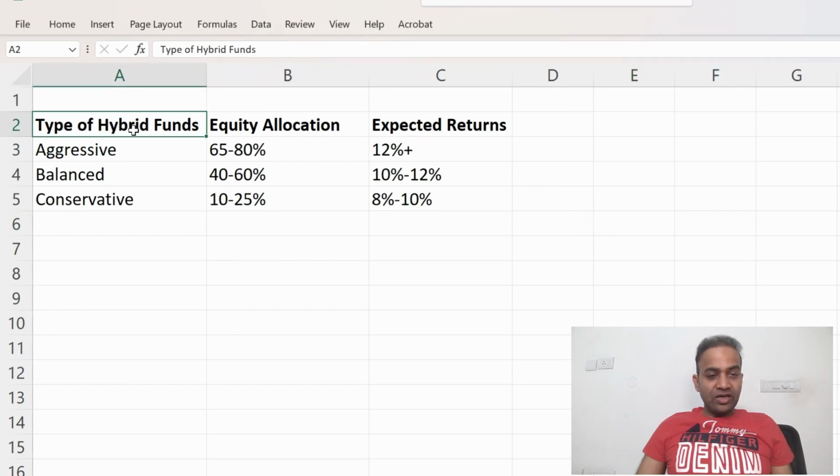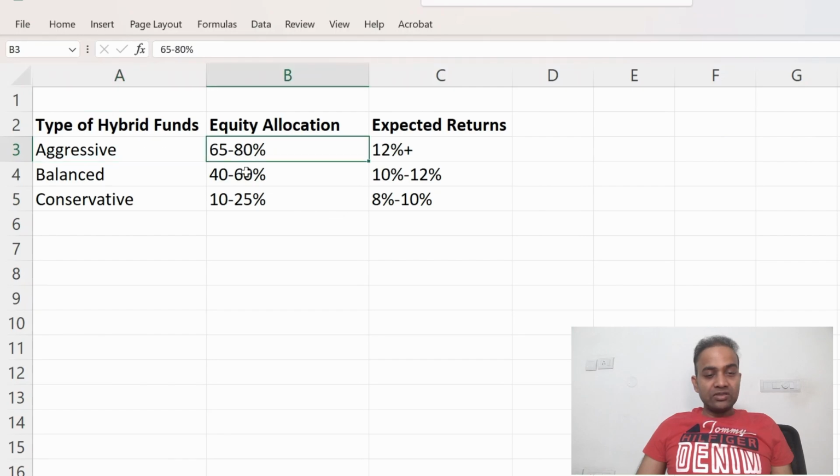So mainly we have three different types of hybrid funds. One is aggressive, next is balanced, and then conservative. Aggressive funds are the funds which invest more than 65% in equity, like stocks, and it can go up to 80%. So it acts like an equity fund only. Even taxation-wise, it's an equity fund. Even the returns should be similar to what we get from an equity fund, right?